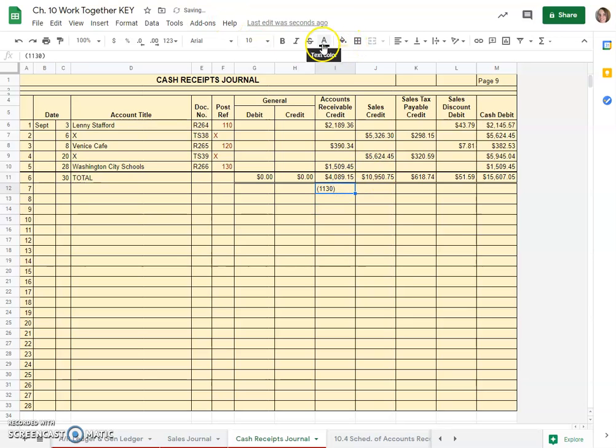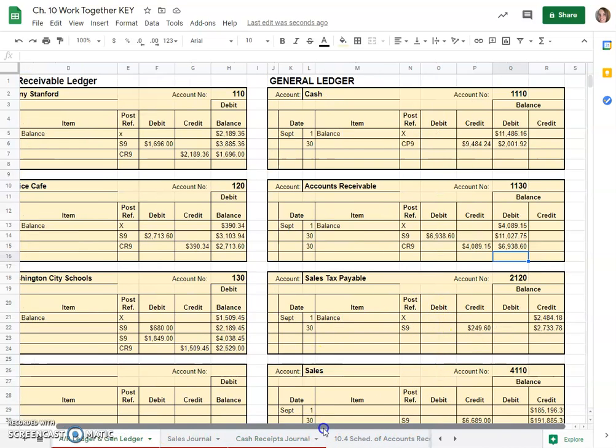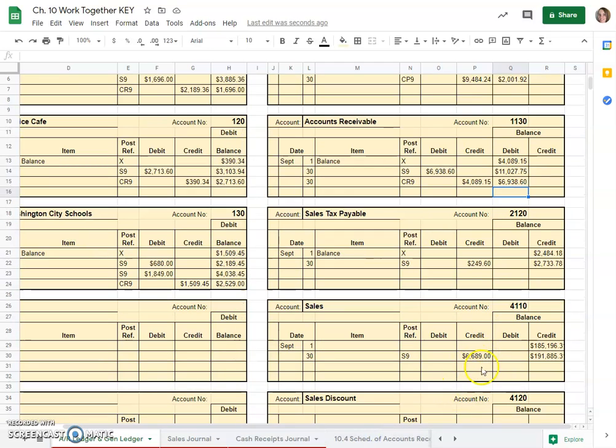There it is. We posted. We'll just make it red for fun. And now we'll do sales credit of 10,950.75. So back to our ledger, sales credit of 10,950.75. And this was cash receipts, page 9 on the 30th. And that will increase our credit balance because we'll just add that credit to it. And account number 4110.